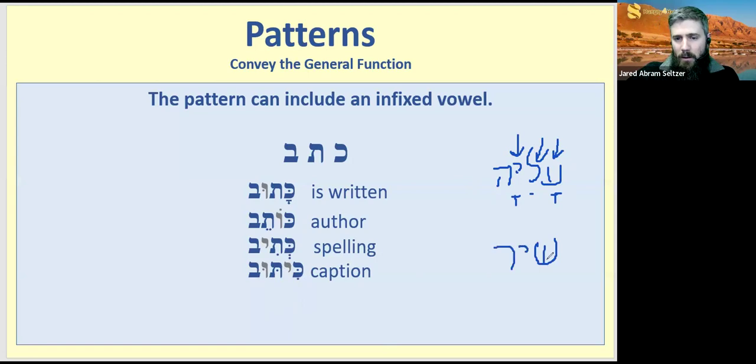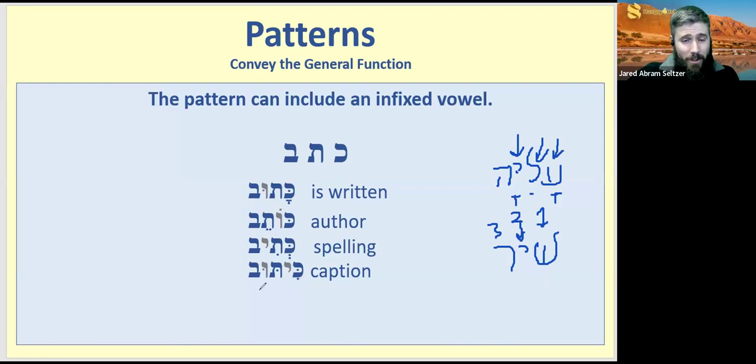Shir is a song. Oh, there's a yod in the middle. It must be part of the pattern. No, because you only have two root letters. There's one, there's two. Where's the third? It's a yod. So that would be 1, 2, 3. Shir is a song.